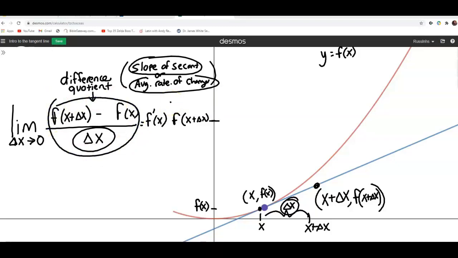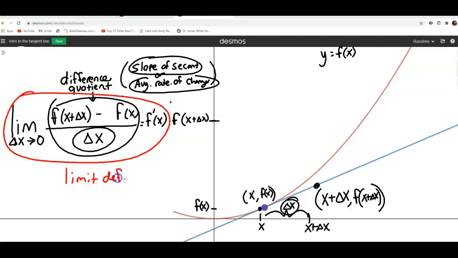But this is the limit definition of a derivative. Whenever you take a difference quotient, a basic slope function, and you find the limit of that as the distance between the 2 points approaches 0, in other words, the 2 points become 1, you end up with a derivative. And that's what we call the limit definition of a derivative. Okay? And we're going to be using that on every problem that we do today. All right? So that's our introduction to the lesson.